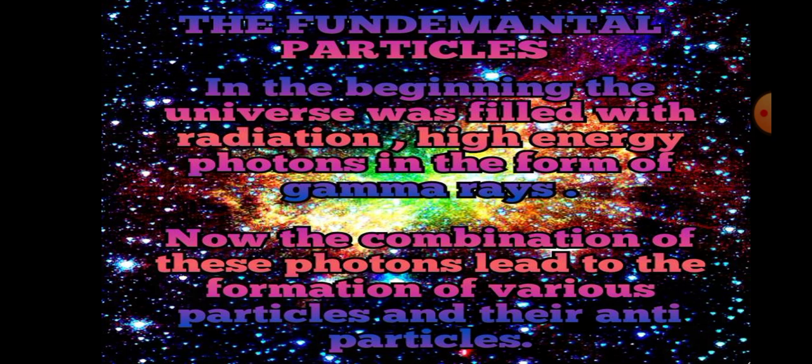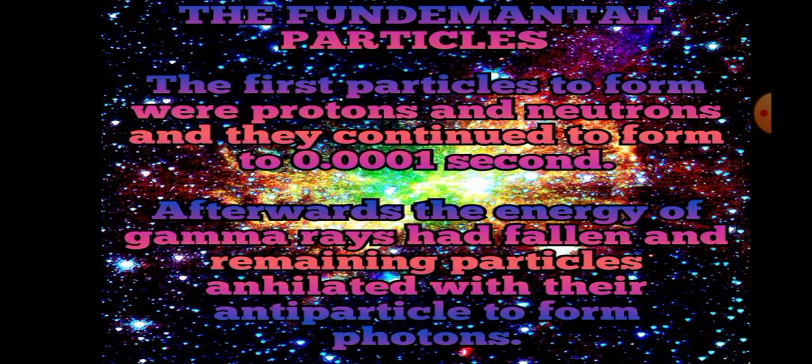Now, these gamma rays or photons combined with each other by the process of pair annihilation and pair production. First, pair production happened, in which a particle and antiparticle were formed, but later on, most of these particles annihilated with their antiparticle. The first particles to form were proton and neutron, and they continued to form until 0.0001 second after the Big Bang. Though it is a minute time period, billions upon billions of protons and neutrons had formed in that time.